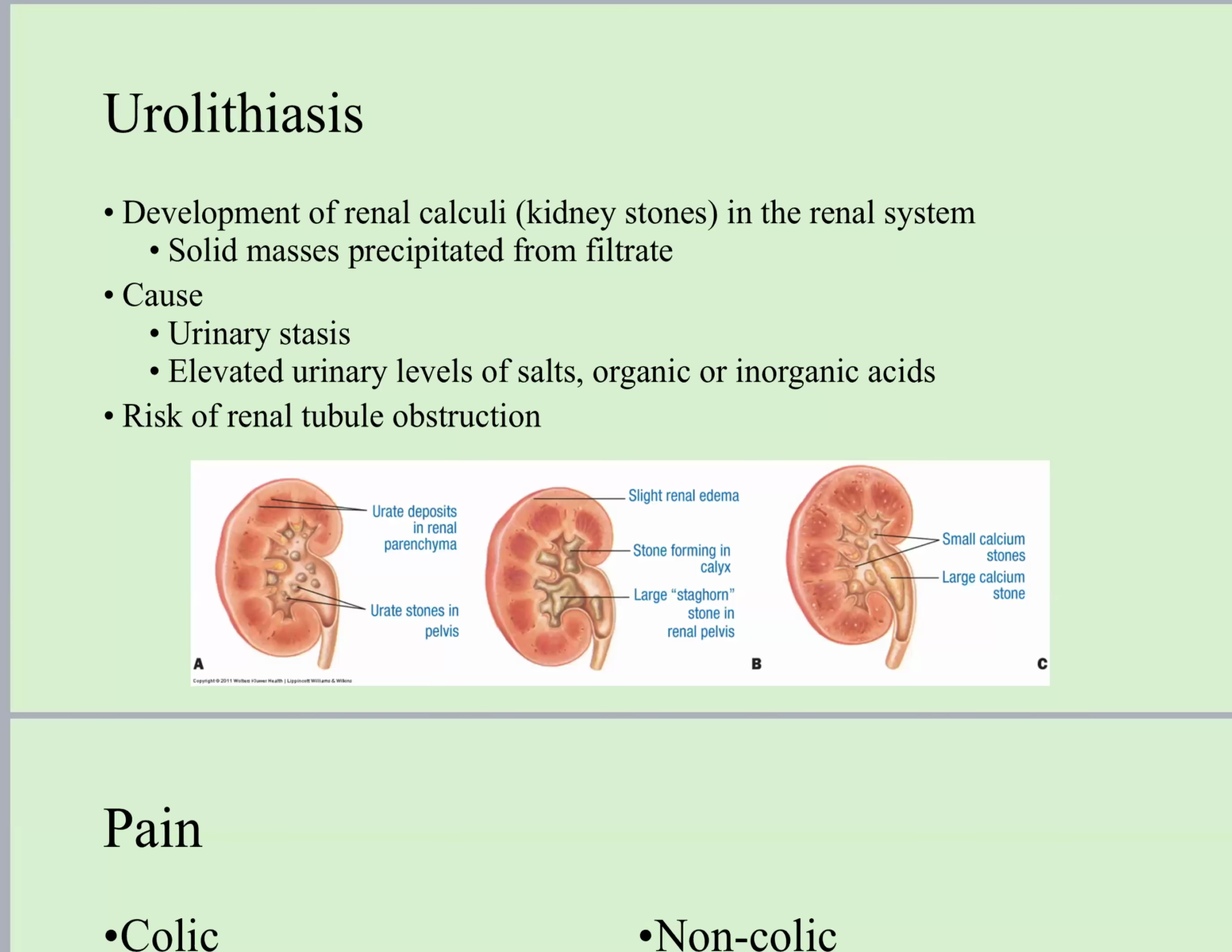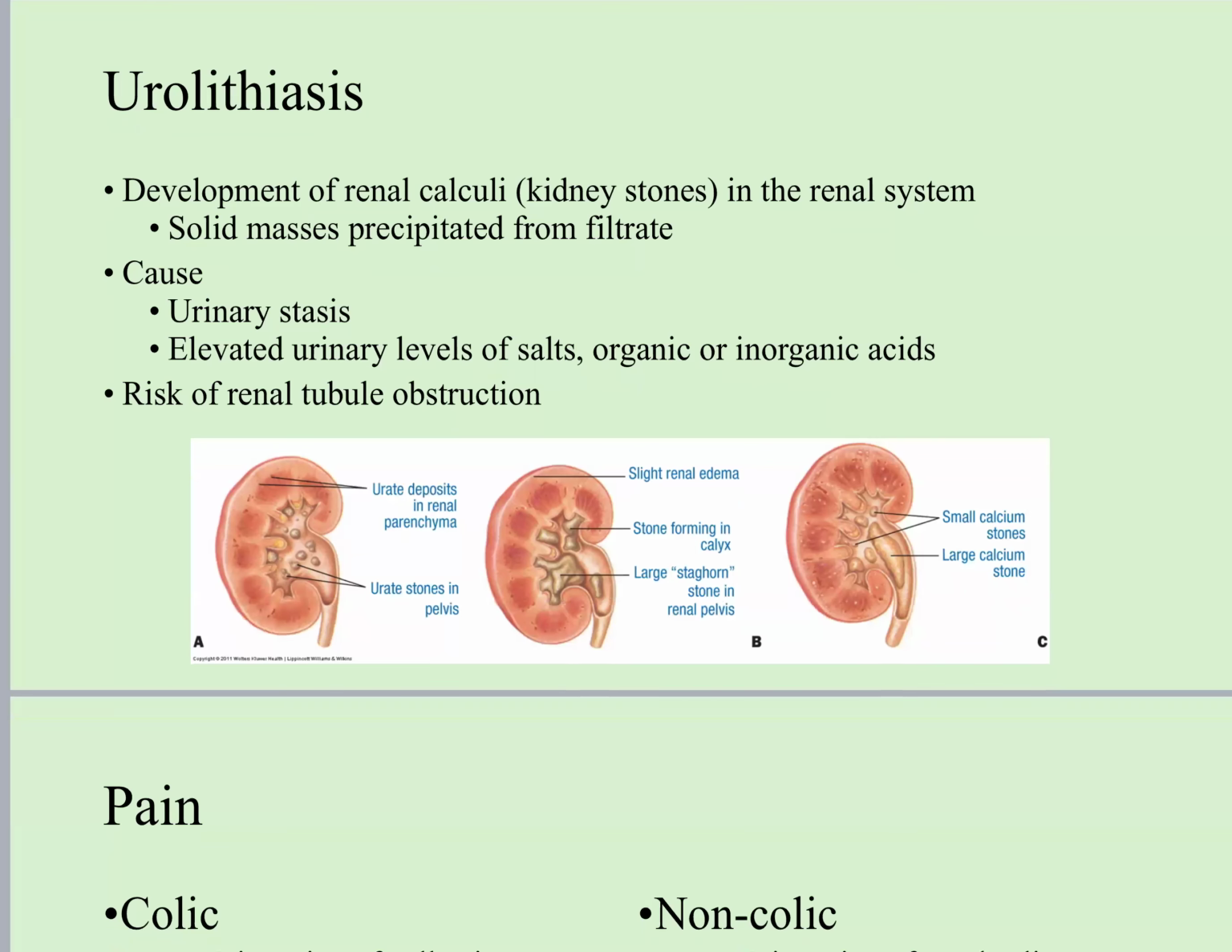So kidney stones form in the renal system, and then solid masses come out of the filtrate. So this can be caused by urinary stasis, when urinary levels of salts, organic or inorganic acids are really high. And there can be a risk of renal tubule obstruction.